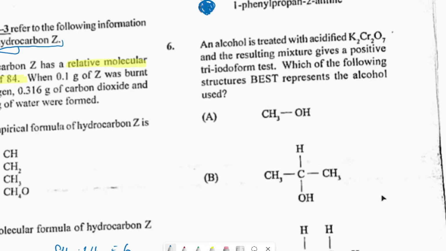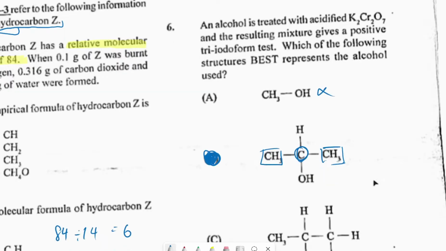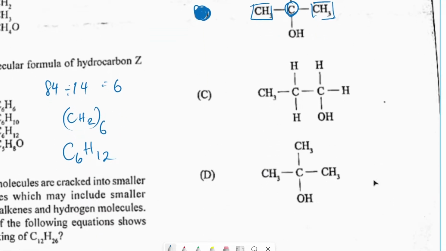So A here is methanol. It's considered a primary alcohol, so it's not ethanol, so it can't be that. B here is a secondary alcohol because the OH group is bonded to a carbon that is bonded to 2 other carbons. So our secondary alcohol here would go with B. But let's look at C and D just to be sure.